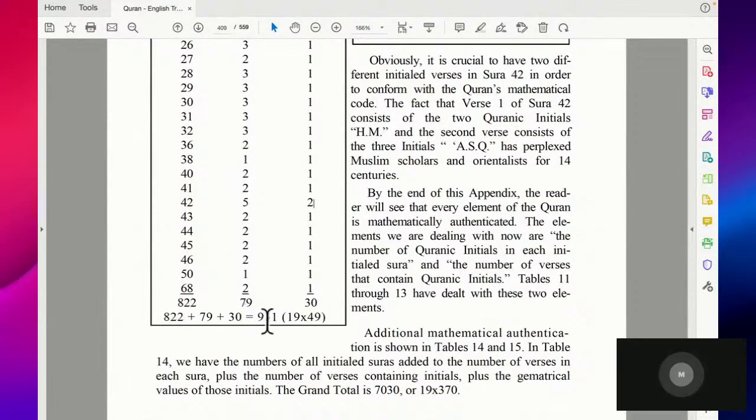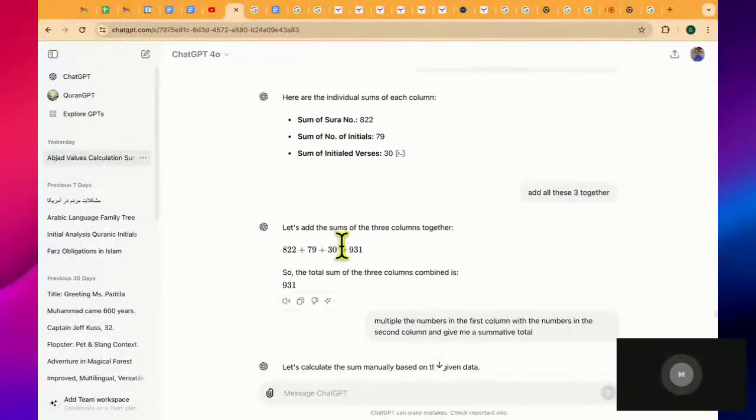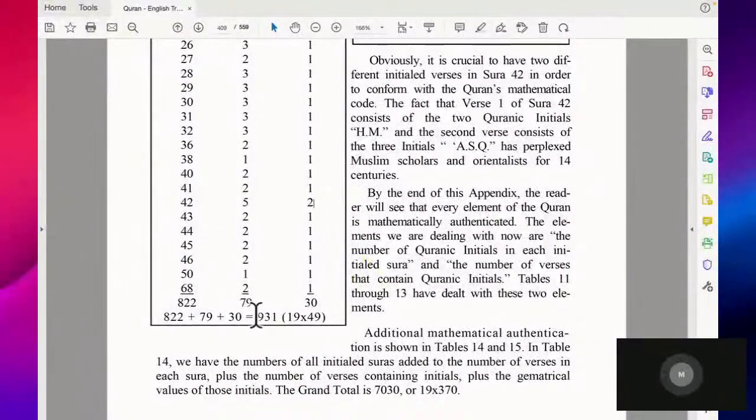And if you add them up, you end up with 931, which is 19 times 49. And you do the same thing here. You end up with 931, which is the summative total of the three columns. And it is a multiple of 19. 19 times 49. This is just magnificent. This is just beyond probability and beyond statistical calculations at this point. You know, we're dealing with something like a giant Rubik's cube that no matter what you're doing with it, you're ending up with a number which is a multiple of 19. And this is absolutely phenomenal, right?